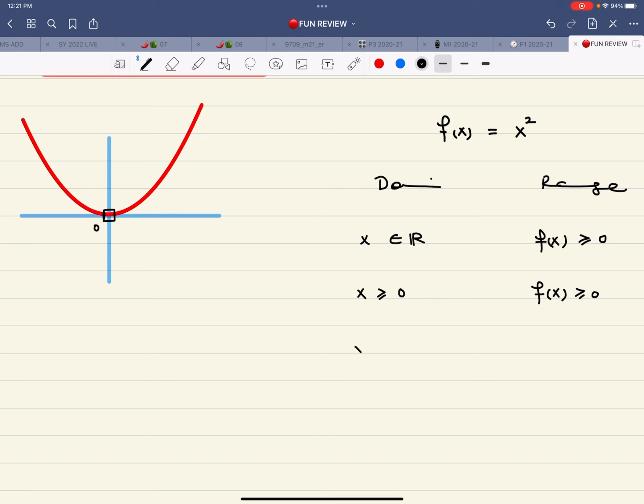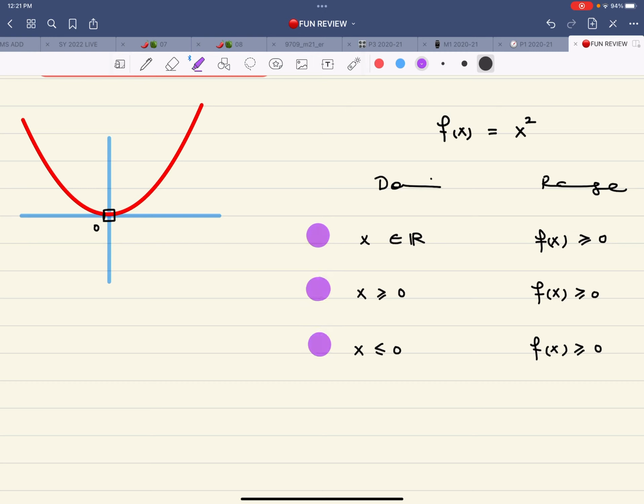Similarly, you are going to the left of 0. So now when you are going to the left of 0, the y value is still rising up from 0. So therefore, f(x) is greater than or equal to 0. Now look at these three. They all are exactly the same. The first, the second, the third.